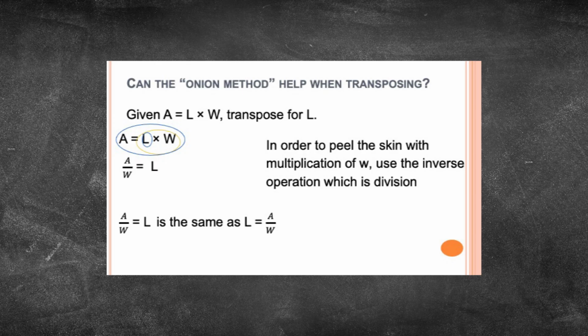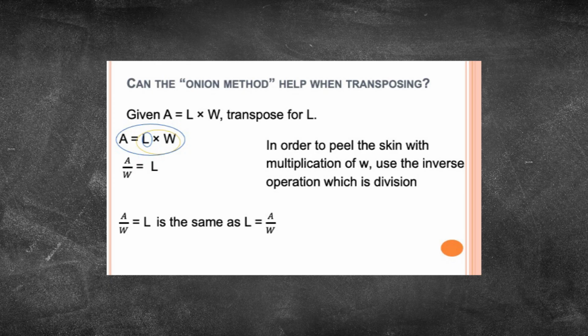So let us place a skin around L. Where should I place the next onion skin? Around the multiplication sign and W. And where should I place the final onion skin? Around the entire equation.